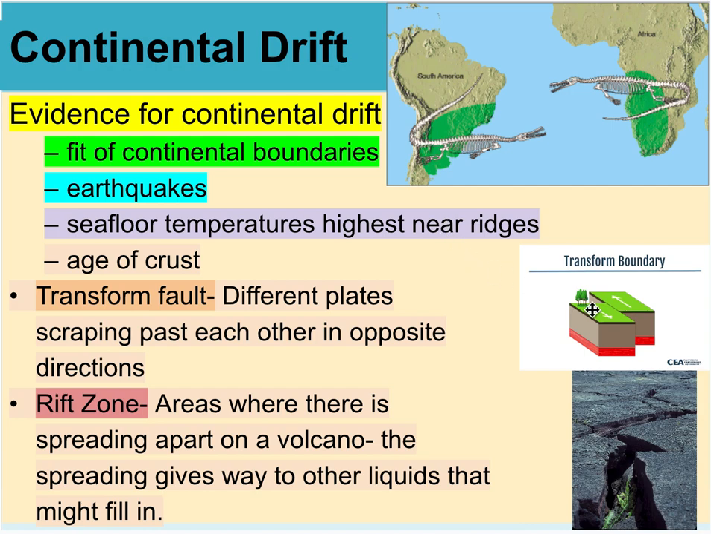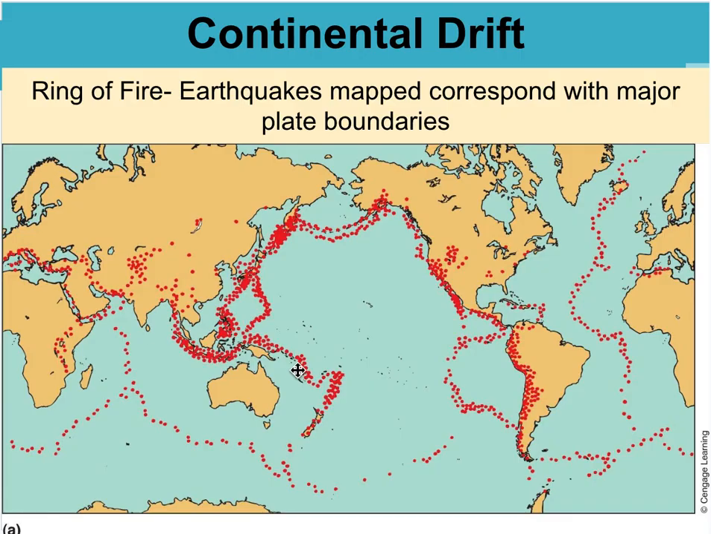One type of fault is called a transform boundary, and these are when two plates are just scraping or rubbing past each other as they go in opposite directions. And you can actually have a rip called a rift zone, where there's a spreading apart of two pieces of land, and that gives way to magma that can come and fill that in.